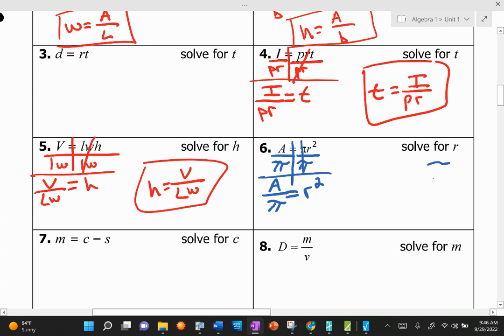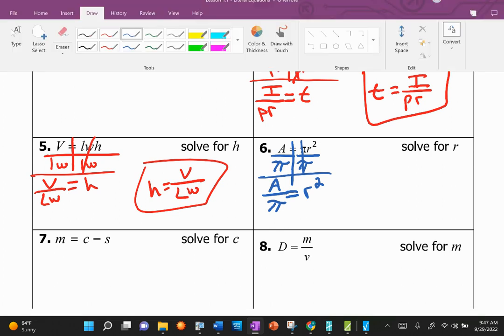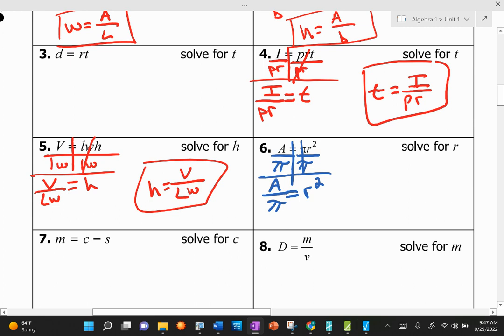It's just a squiggly line, like an accent mark, and then just 2 lines. So we have a over pi equals r squared. How do we get rid of the exponent? What's the opposite of squaring something? Take the square root. No, square root, the first thing you said. So that will give us r equals the square root of a over pi.